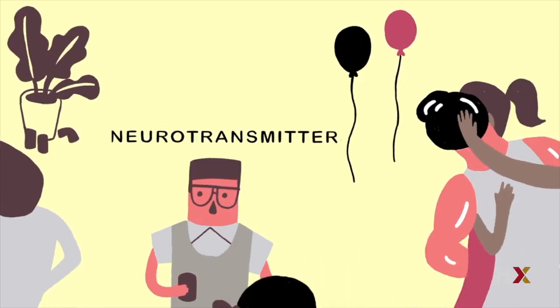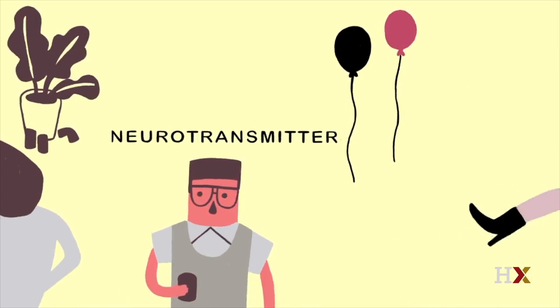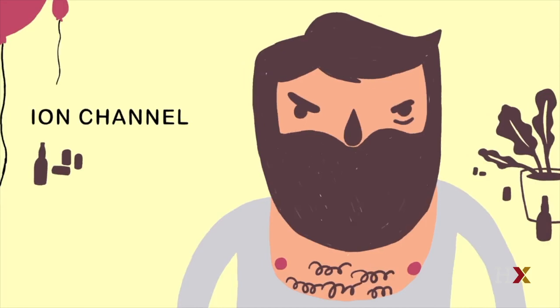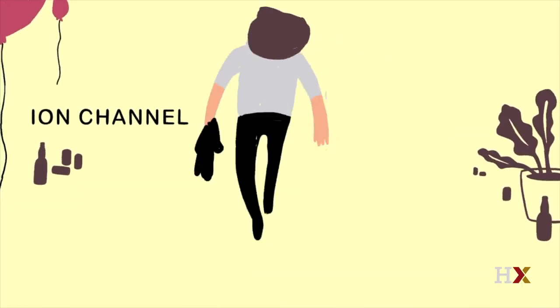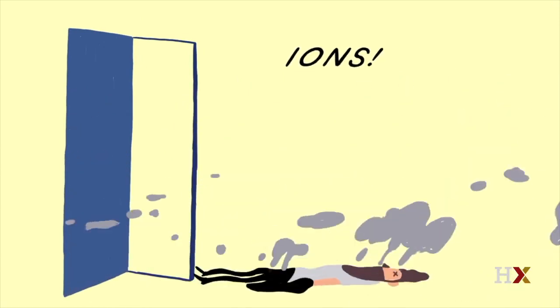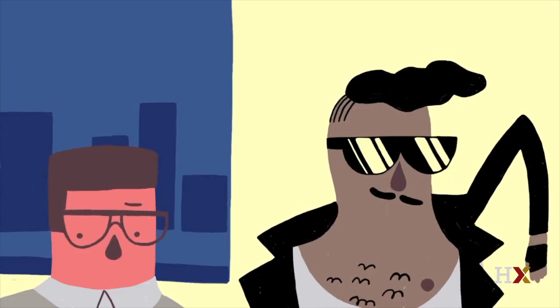For example, metabotropic receptors like GPCRs will sense a neurotransmitter and activate specific signal transduction pathways that ultimately change ion permeability and other processes inside the cell. The party is clearly happening postsynaptically.